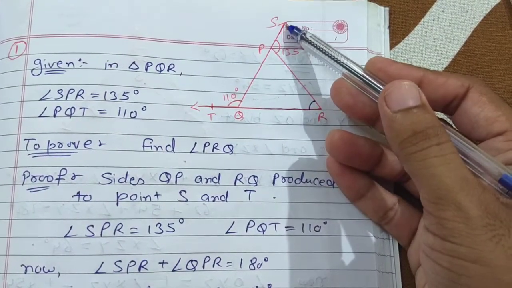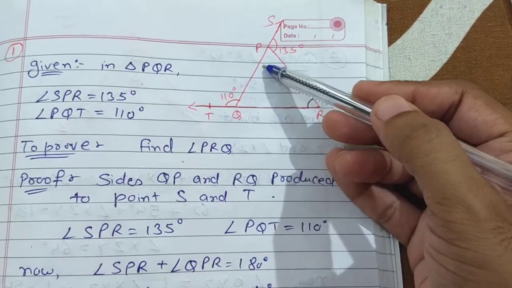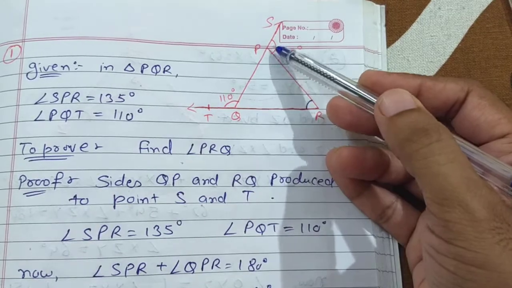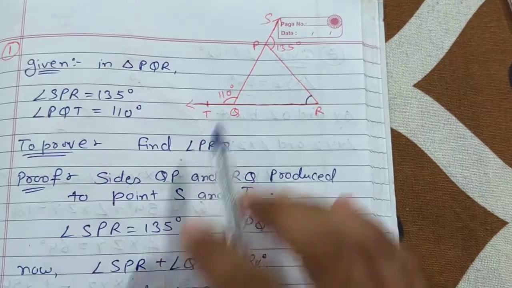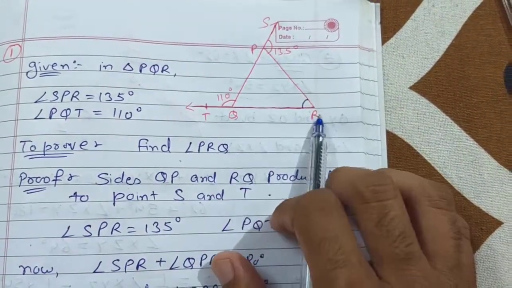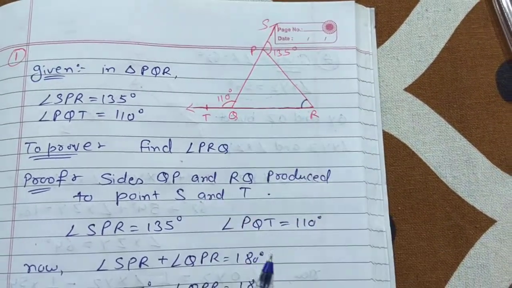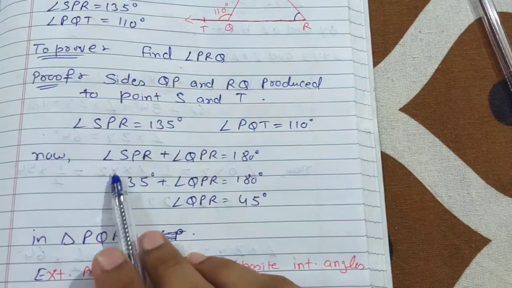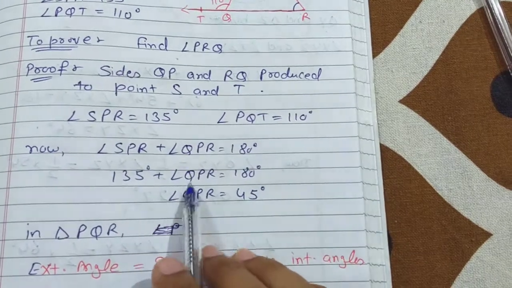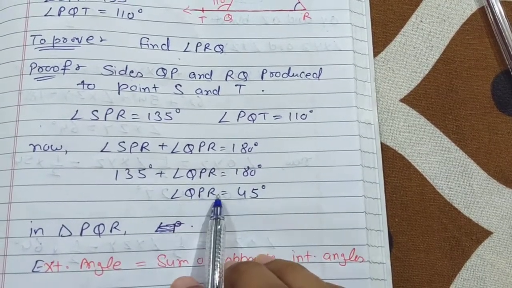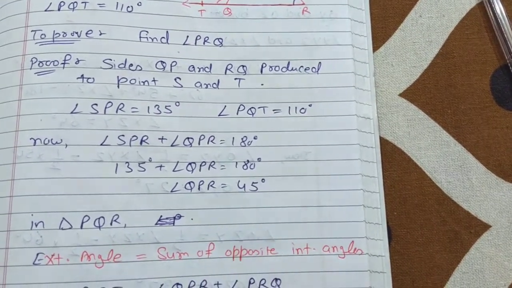Now in a straight line SQ, this is a linear pair of angles that is equal to 180 degrees. Then the sum of these two angles will also be 180 degrees. So what is the sum of the two angles? Angle SPR plus angle QPR is equal to 180 degrees. Now we are given that angle SPR is 135 degrees. 135 degrees plus angle QPR equals 180. Then what will angle QPR be? 135 subtracted from 180, your angle will be 45 degrees.